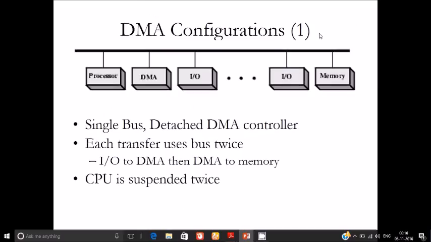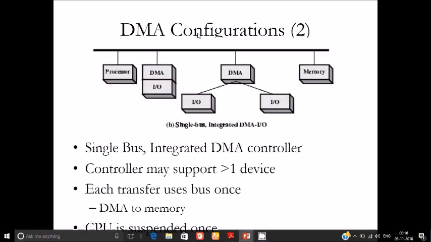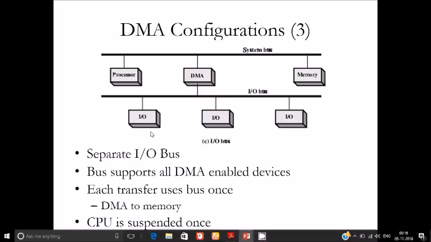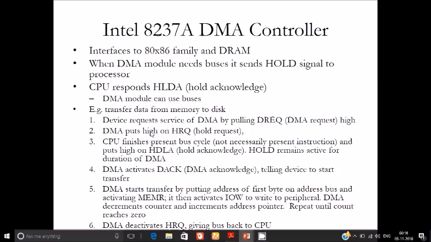And what are the DMA configurations? It is a single bus with a detached DMA controller. Each transfer uses the bus twice, input to DMA and then DMA to memory. The CPU is suspended twice. So this is the DMA configuration. You can see here a single bus with integrated DMA input-output. A single bus integrated DMA controller may support more than one device, not a single device but many devices, and each device can transfer using the bus from DMA to memory, and the CPU is suspended once.